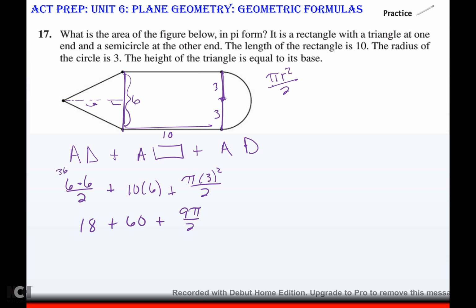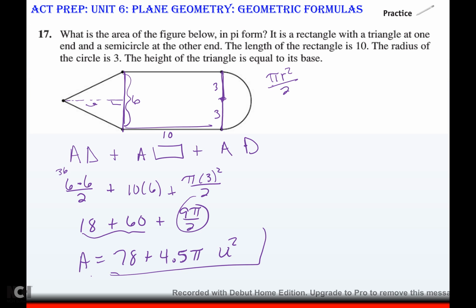Okay? So this would be 78, and this, if you want decimal, would be 4.5 pi. And that would be units squared. And that would be my area of the whole thing in terms of pi. Now I could actually get a decimal answer if I used 3.14 for pi and multiplied by 4.5 and added 78. But they wanted it in terms of pi, so that's as far as I can go.